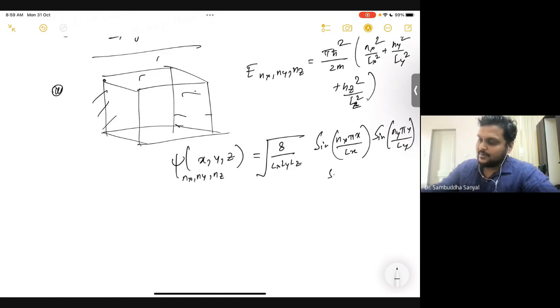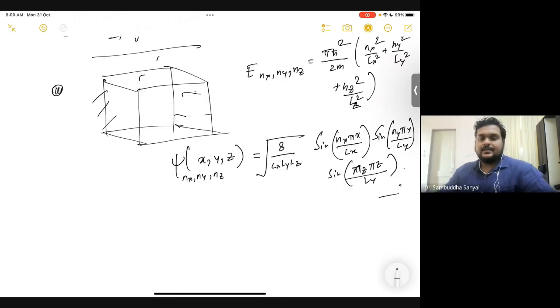You can also plot these things, but it's a little more difficult to visualize. There are these 3D contour plots also. Okay, everybody is clear of the full story of particle in a box?